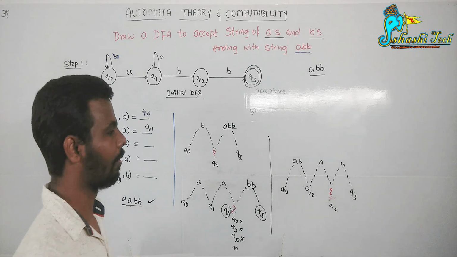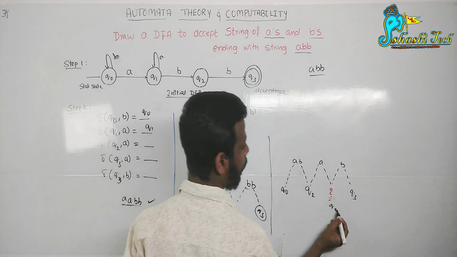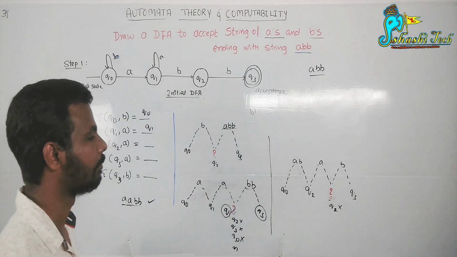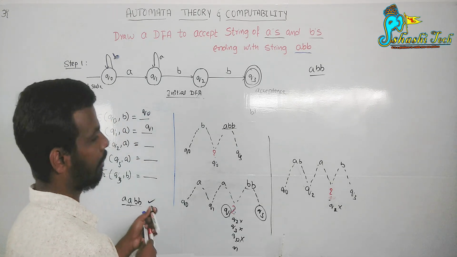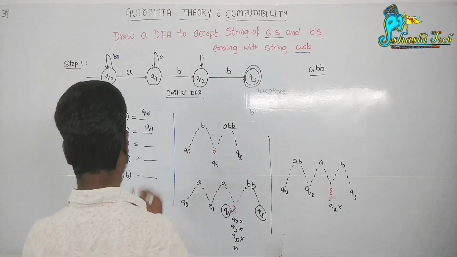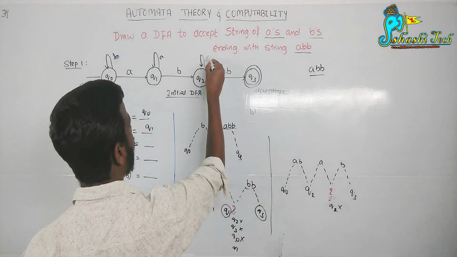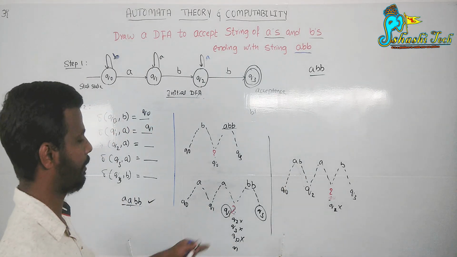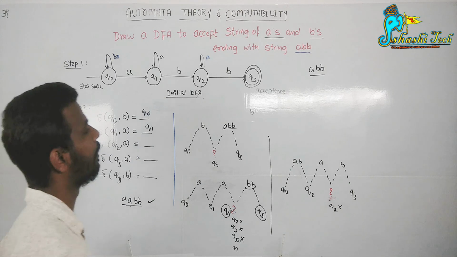Is this correct? No, this is not correct. Why? I will tell you. See, Q2 is not possible. Why? Let us see. I will write it as Q2 only. Q2 upon accepting A is going to reach Q2 only, like the previous one.